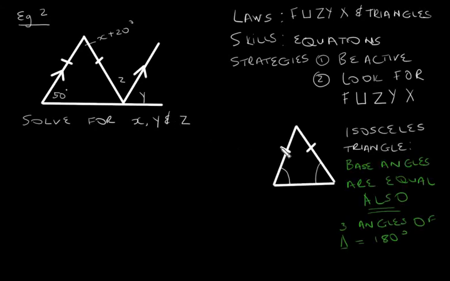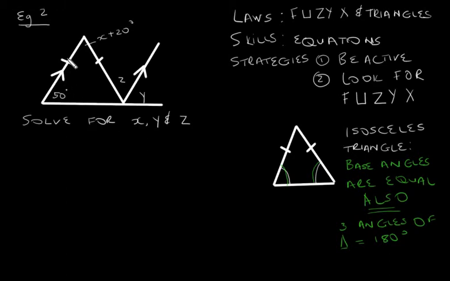In an isosceles triangle, we have two sides which are equal to each other. This is how they will mark it if the two sides are equal to each other. That means that the base angles, this angle and that angle, will also be equal. Okay, so in an isosceles triangle, we must know that the base angles are equal. So if that is 40, that one will also be 40. If that is 50, then that will also be 50. But we also need to know that the three angles of a triangle add up to 180 degrees.